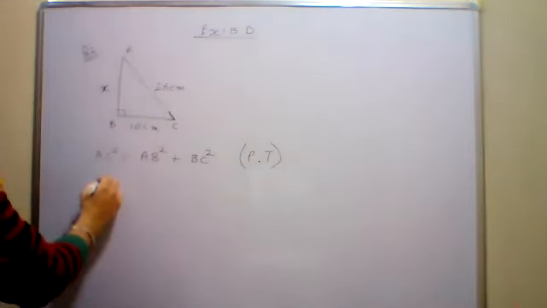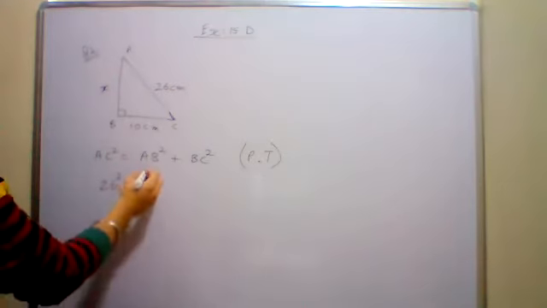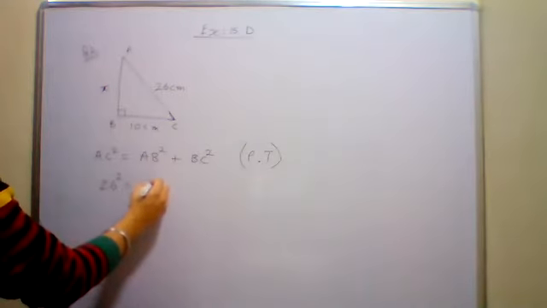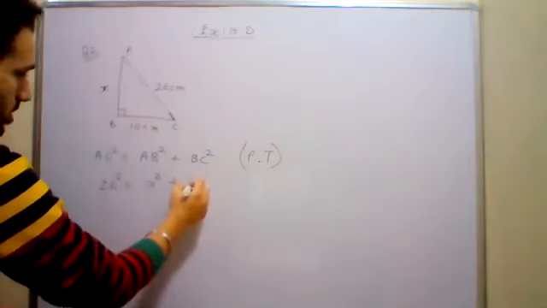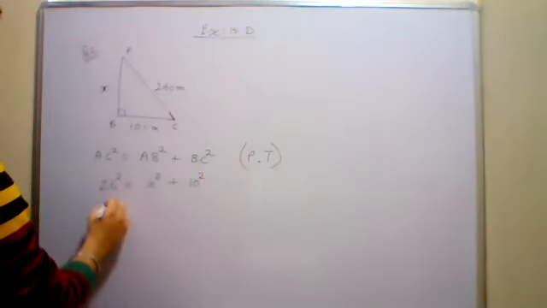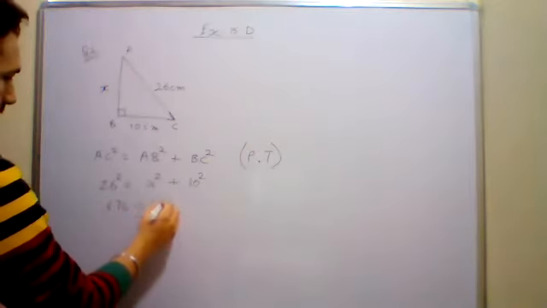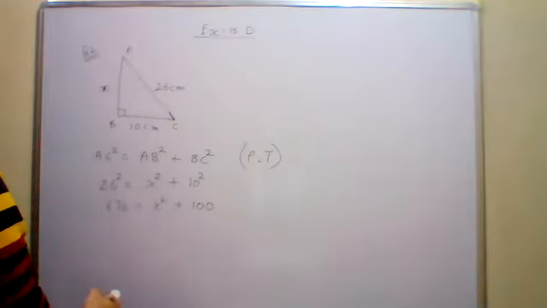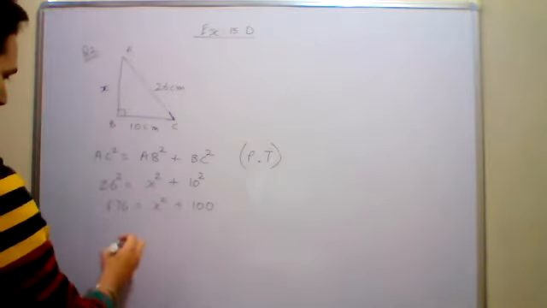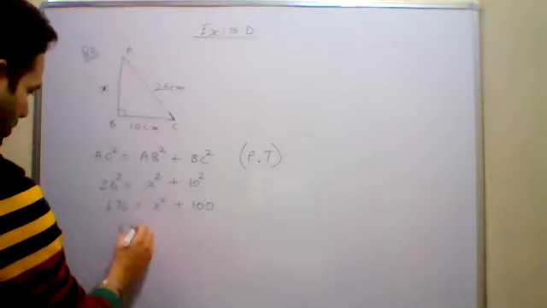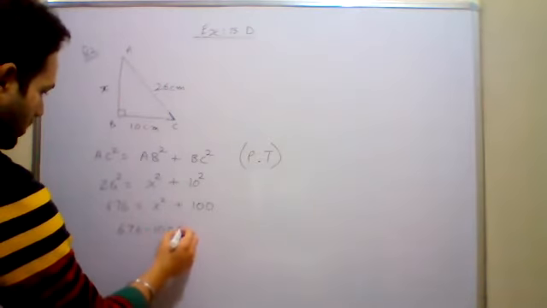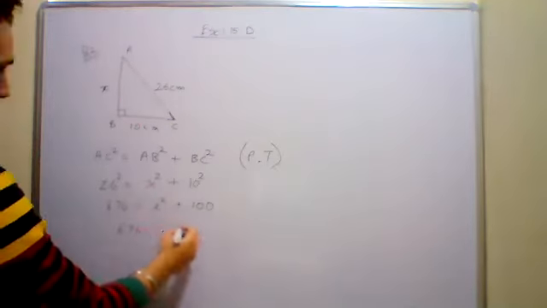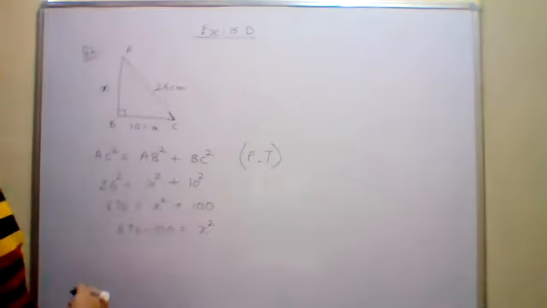So AC square means 26 square. AB square means x square. BC square means 10 square. 676 is equal to x square plus 100. I think we have done this yesterday. Am I right? No, we have not done this. We have done the first one only. So 676 minus 100 is equal to x square.